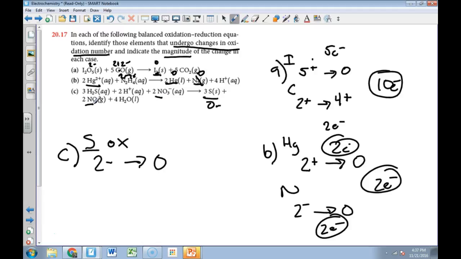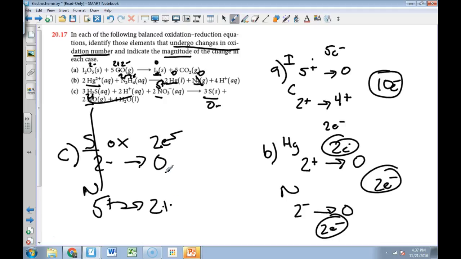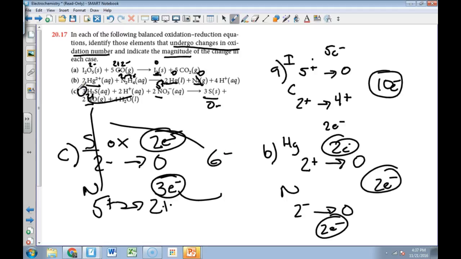Nitrogen is going from 5 plus to 2 plus. And so sure enough, that's being reduced. So this is 2 electrons being changed. This is 3 electrons being exchanged. What's the least common multiple between the 2? That's a 6. And that can be highlighted because now what's the coefficient there? 3 and 2. That's the magnitude of the number of electrons that are changing.